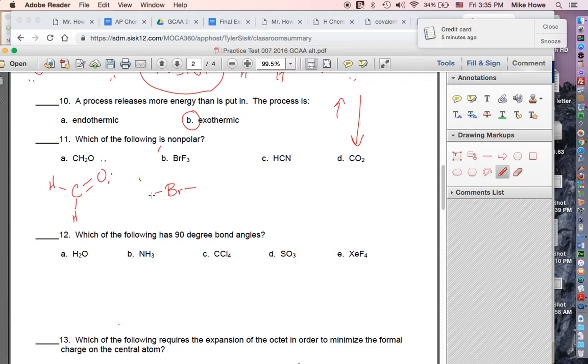BrF3 would look something like this. And then what you're going to have is 7 times 3 is 21, and 7 more is 28 valence electrons. So with 28 valence electrons, you'll end up with 2 extra, and they need to go around the center. So we end up with 5 domains.